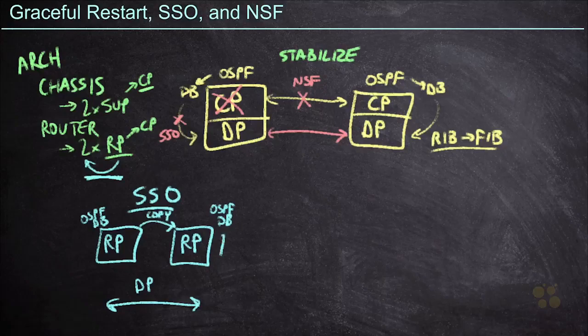Now, in order to accomplish this, this route processor is going to have to be in a powered up state, which is all right because the last thing we want to do if our primary route processor goes down is to have to boot up the second route processor.